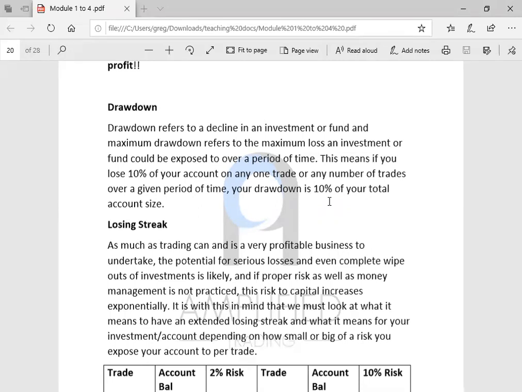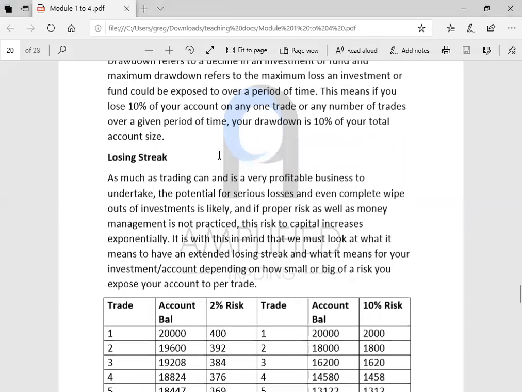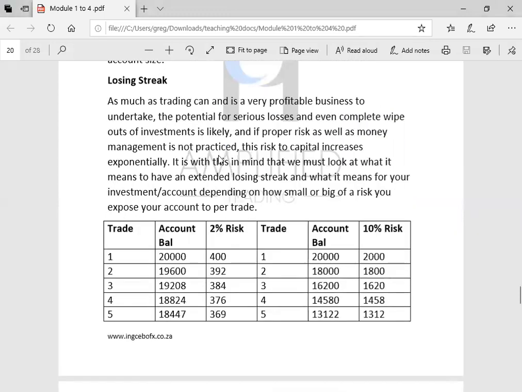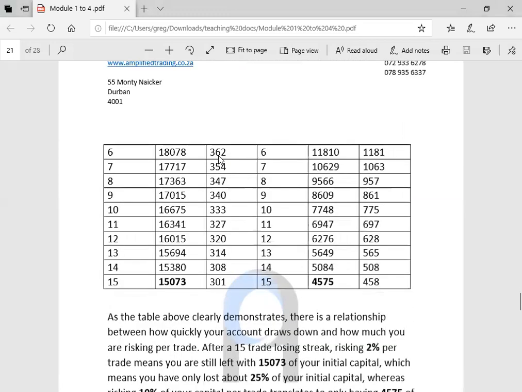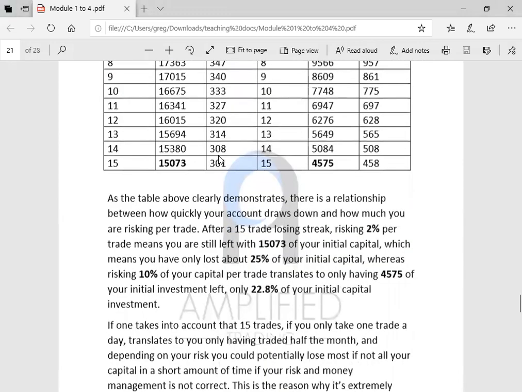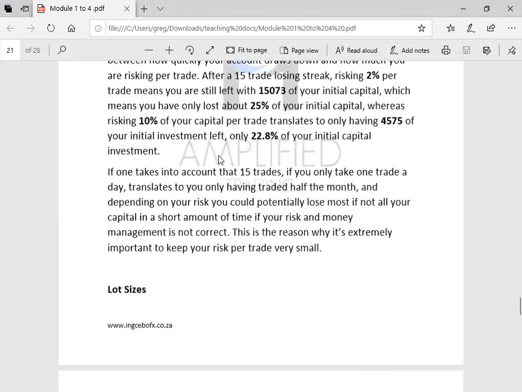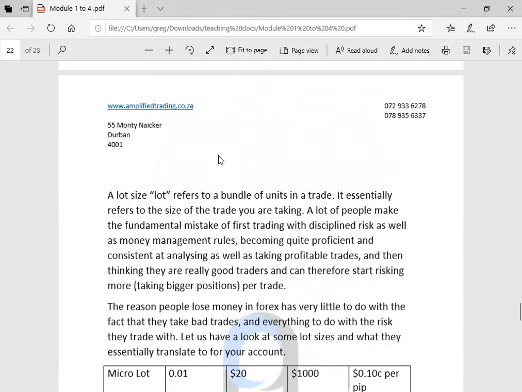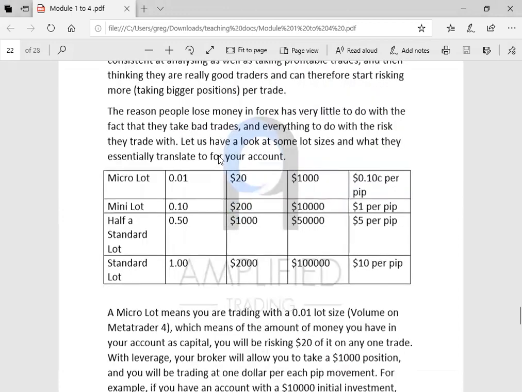Now you want to keep drawdown to a minimum, right? And obviously the winning percentages on the up and up. Now I won't talk too much about losing streaks because there is a PDF about this, and I already did touch on it a bit. And the very last part that I hopefully will have time to cover tonight is lot sizing. The lot sizing is how many units you want to buy.